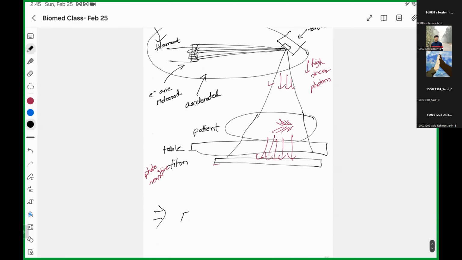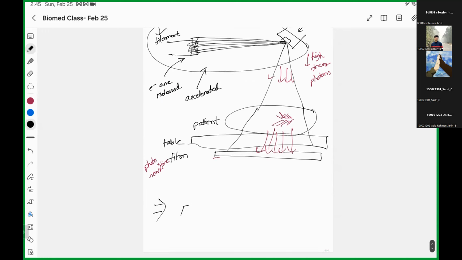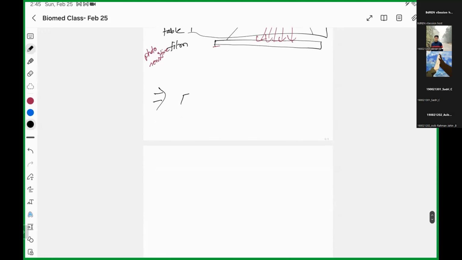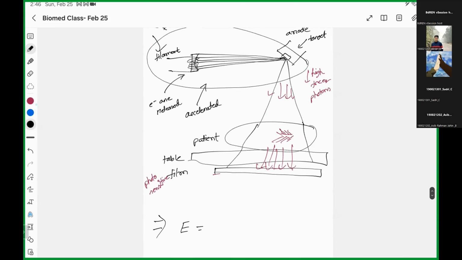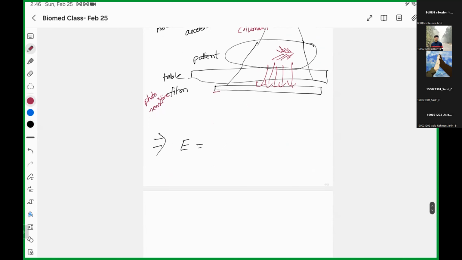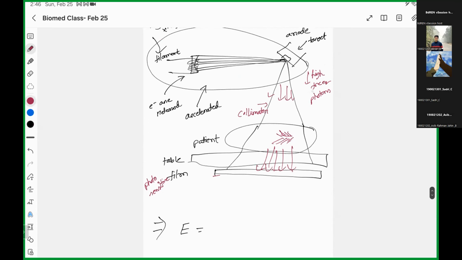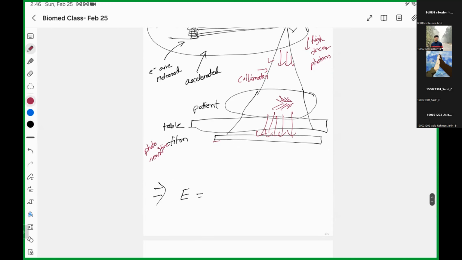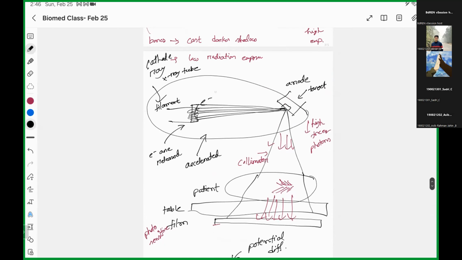Now, if we come here, the energy that we have actually, there is another thing here, called the collimator. We'll talk about this one a little bit later. So you see the energy that you are getting from here, this energy that is released after hitting the anode, this equals QV. Q is the charge of the electron and V is the potential difference, the potential difference that you are using to release the electrons from here.